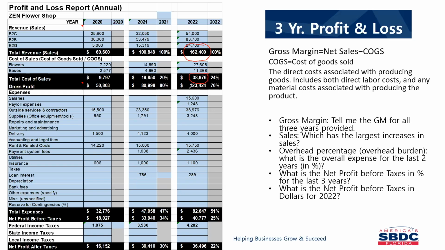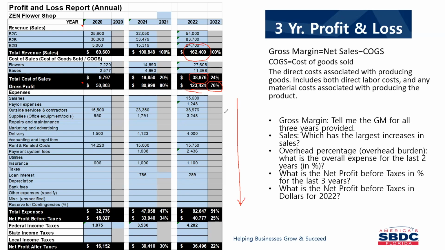That gives me $123,000. That is in dollars. In percentages, it is this. What I did was I took this 123 and divided by 162. That's the percentage. So this is what I had available to cover all of these costs. If I wanted to raise my salary or hire somebody or something like that, I have $123,000 to play with.